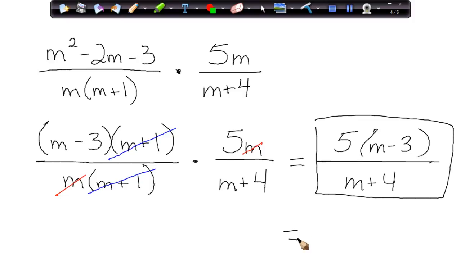Okay, and I'm going to go ahead and leave the answer like this. You could, if you wanted to, multiply this out. You'd have 5m minus 15 over m plus 4, and that would be just fine.